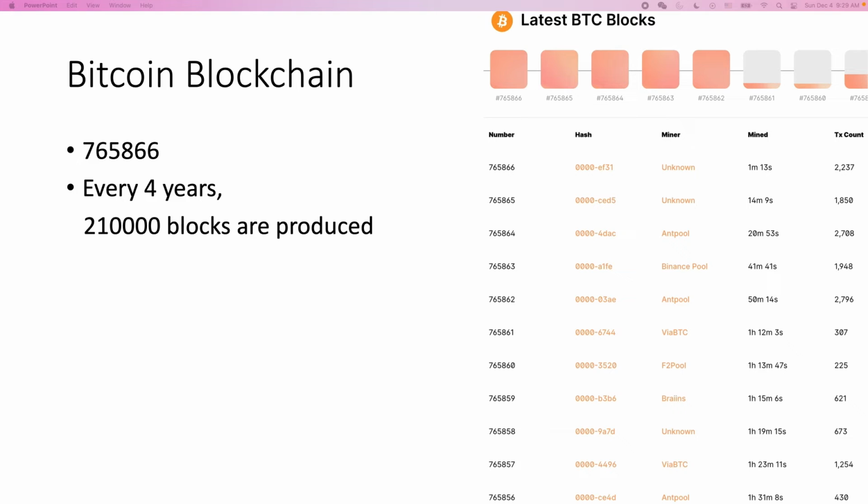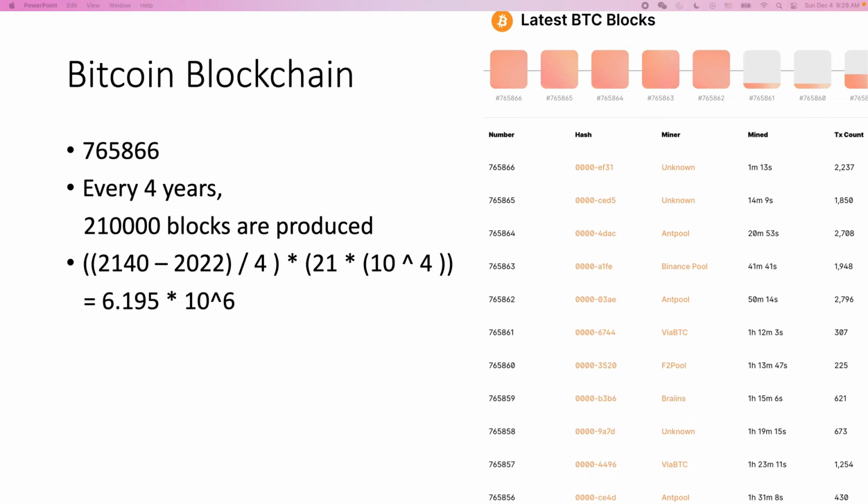210,000 blocks are produced, and all the bitcoins will be mined by the year of 2140. So there will be this amount of blocks when all bitcoins are mined. It's very clear. And now let's check the transactions.